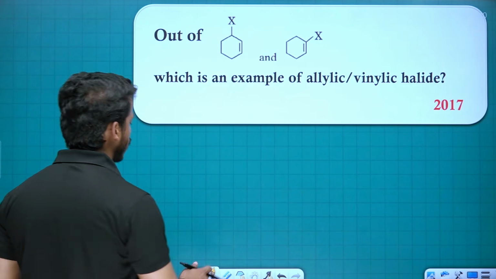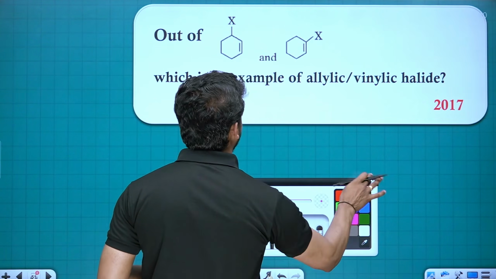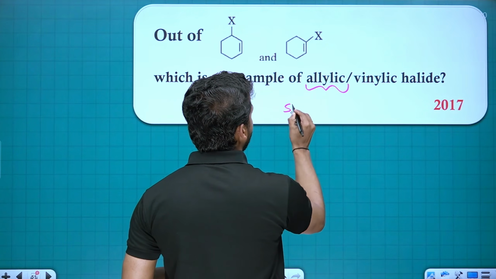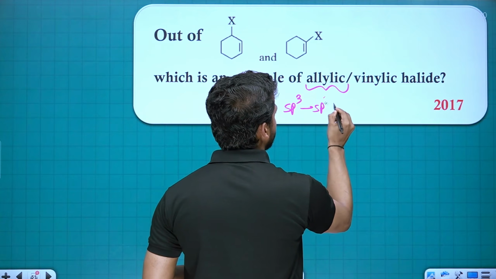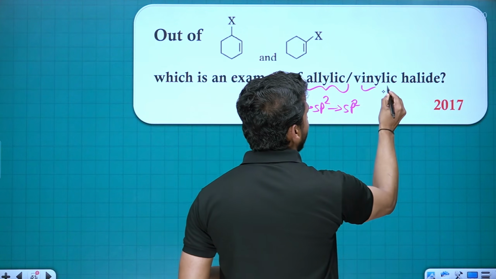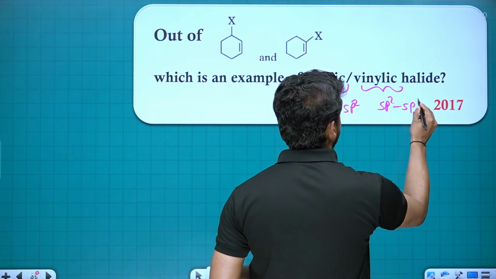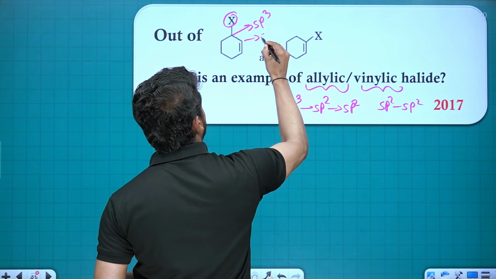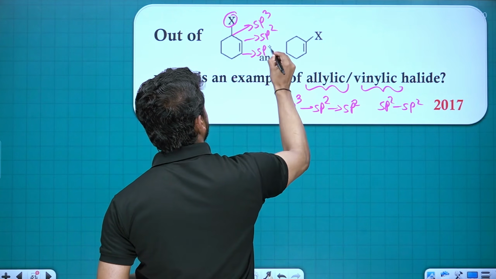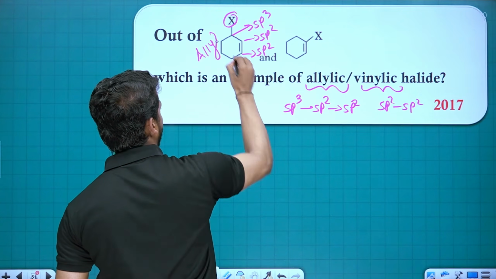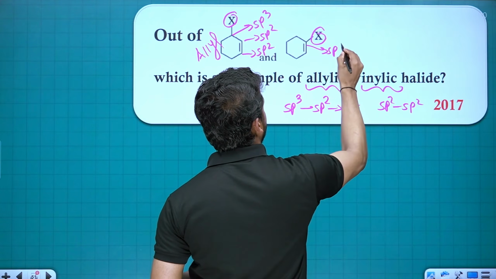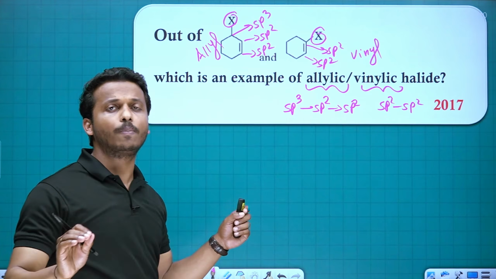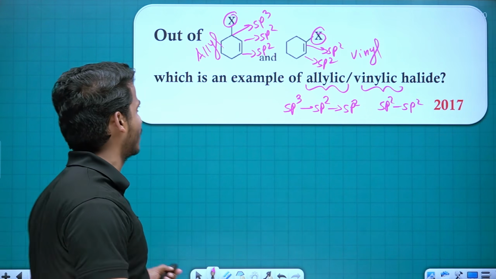Now, out of these two compounds, which is an example of an allylic or vinylic halide? You know what allylic is? Allylic means it's connected to sp3, then sp2, then sp2. Vinylic means only sp2, sp2. Check it all. Here the halogen-connected carbon is sp3, connected to sp2, again connected to sp2. This is nothing but our allyl group. Here the halogen-connected carbon is sp2, again connected to sp2. This is our vinylic one, right? Only based on hybridization we can find it faster.